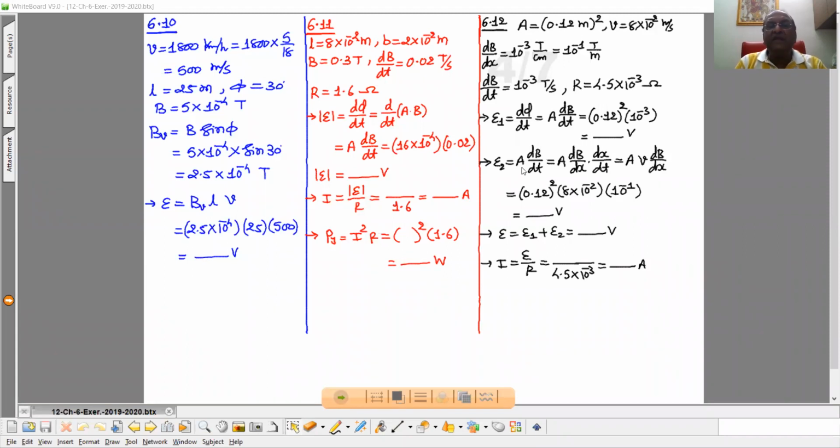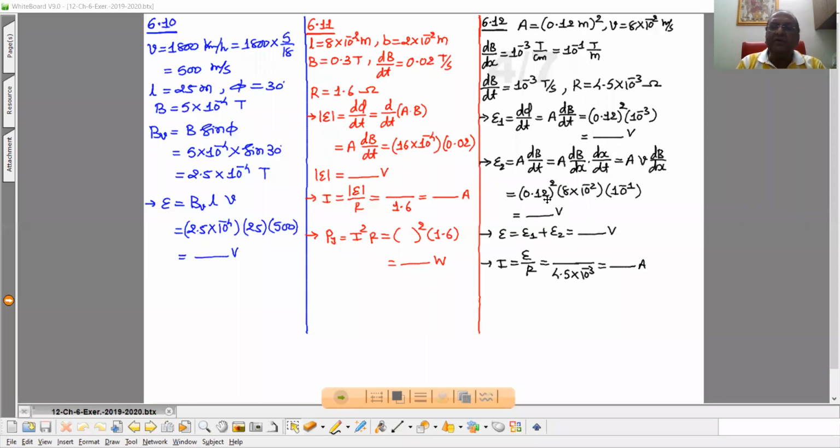Now E2, again we can write A dB by dt. But now here we have to calculate this EMF induced, that is due to change in field with respect to position, means X. So here rewrite this equation like this: A, now divide and multiply by dx, so we can write dB by dx into dx by dt. So A, but dx by dt, that is called speed. So A into V into dB by dx.